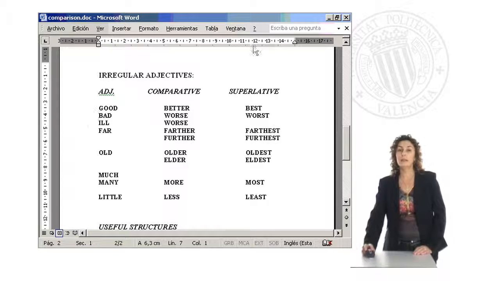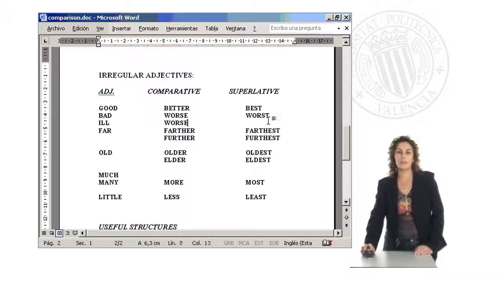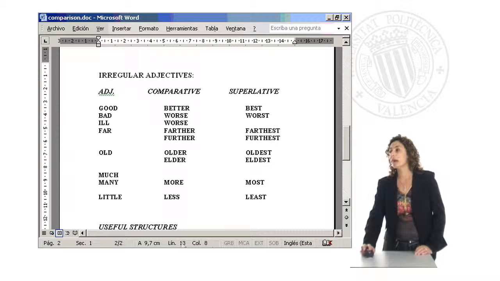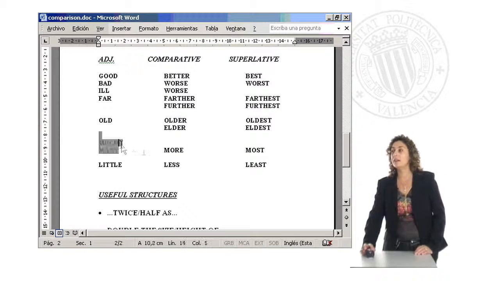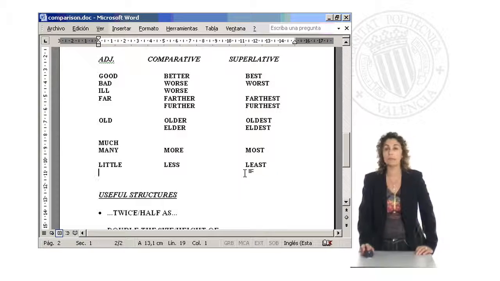"Ill": the superiority is "worse", but it hasn't got a superlative form. For "far" we have two forms. For "old" we also have two forms. And "much" and "many" share the superiority and superlative forms. "Little": we have "less" and "least". But I'm sure you know all these structures as they are commonly studied in secondary school.